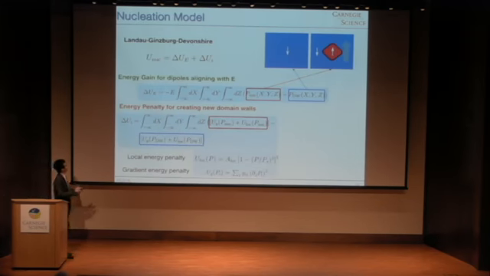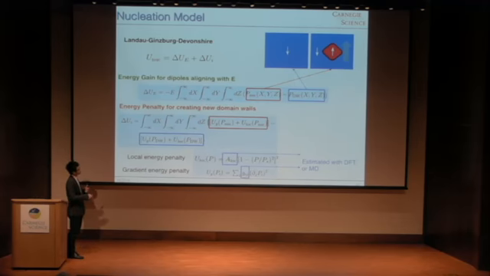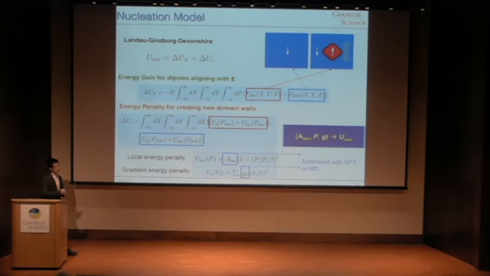Of course, we can have a more sophisticated nucleation model based on Landau-Ginzburg-Devonshire theory. Again, the first term is the energy gain for dipoles aligned with the electric field. The second term is the energy penalty for creating new domain walls. It has a local energy penalty and a gradient energy penalty. I'm not going into details, but the key point here is that in principle, all the parameters can be estimated with DFT.